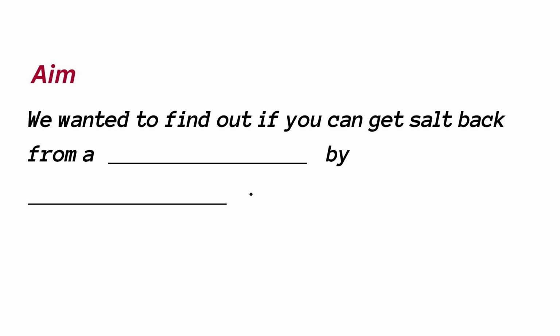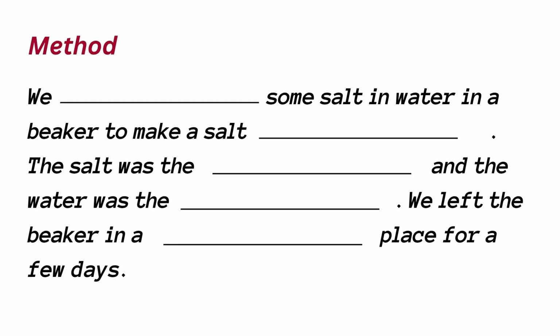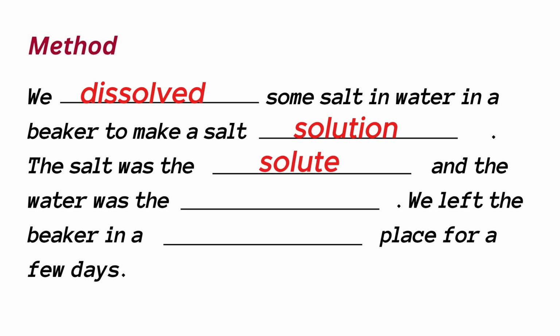Aim: we wanted to find out if you can get salt back from a solution by evaporation. Method: we dissolved some salt in water in a beaker to make a salt solution. The salt was the solute and the water was the solvent. We left the beaker in a warm place for a few days.